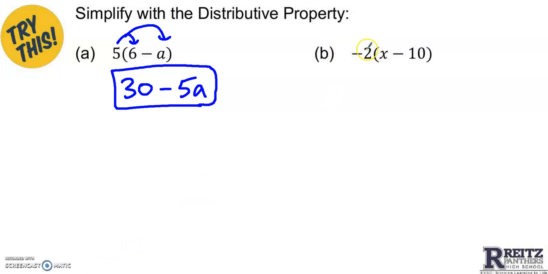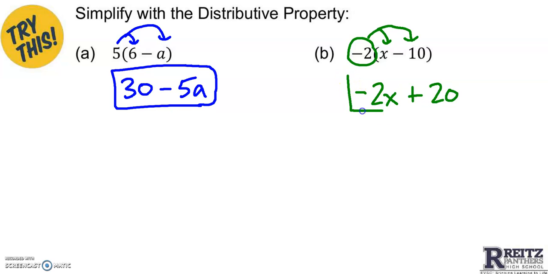B, Panthers, was your chance to make a common mistake again, and I hope you avoided it. And if you didn't, that's okay. We need to multiply negative 2 by both of these things. Negative 2 times x is simply negative 2x. Negative 2 times a negative 10, I hope you remember, Panthers, that if you multiply two negative numbers together, you get a positive product. Negative 2 times negative 10 is positive 20. And we should get an answer like negative 2x plus 20. How'd you do?